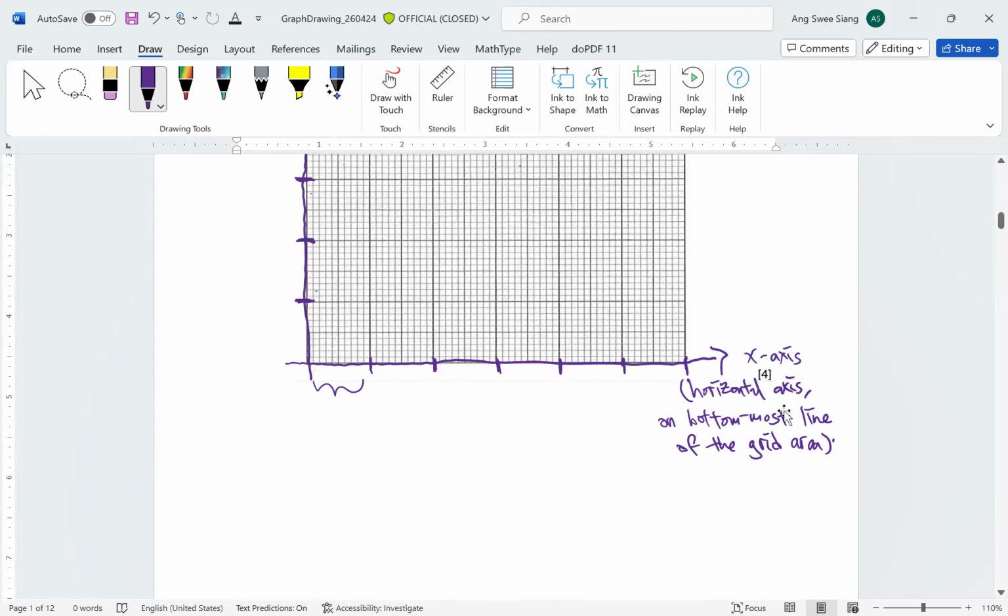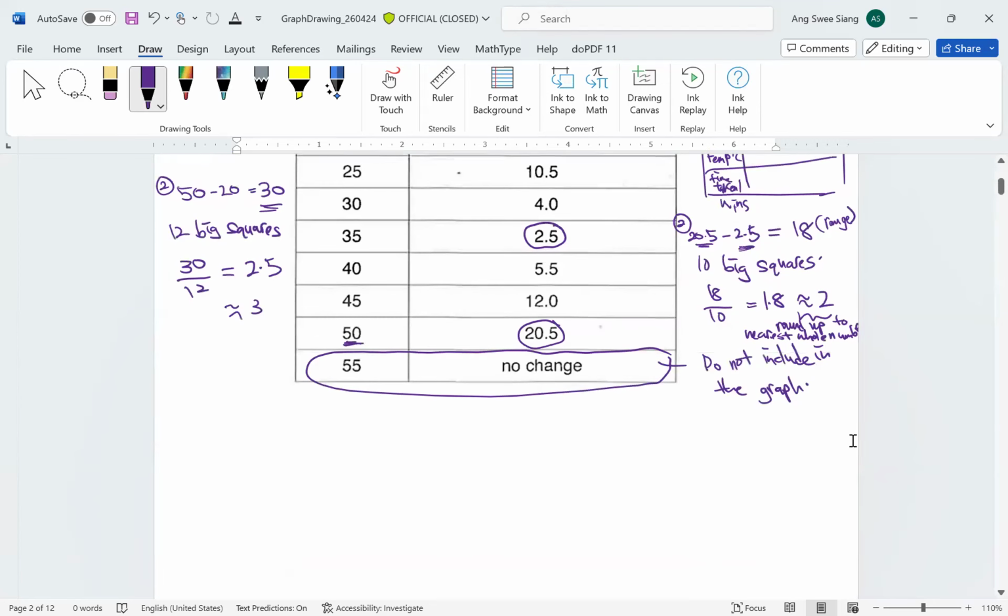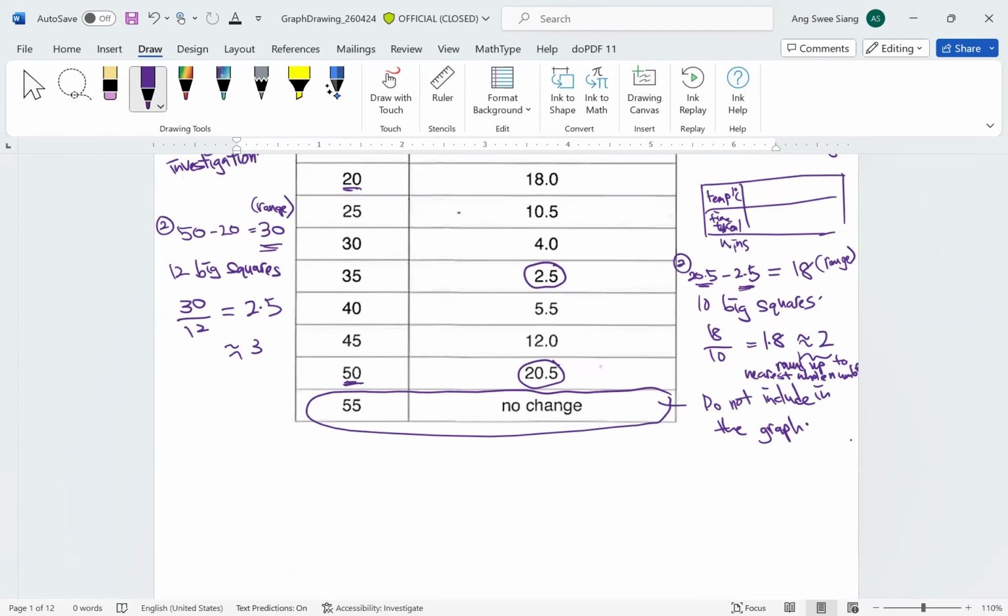Each interval is now 10 small squares, so it's 2 big squares. So it can be 2.5 times 2 equals 5, or 3 times 2 equals 6. So it can be either one of them. Then for the y-axis, it will be 2 times 2, which is 4. So this is what I mean. This is 1 big square.